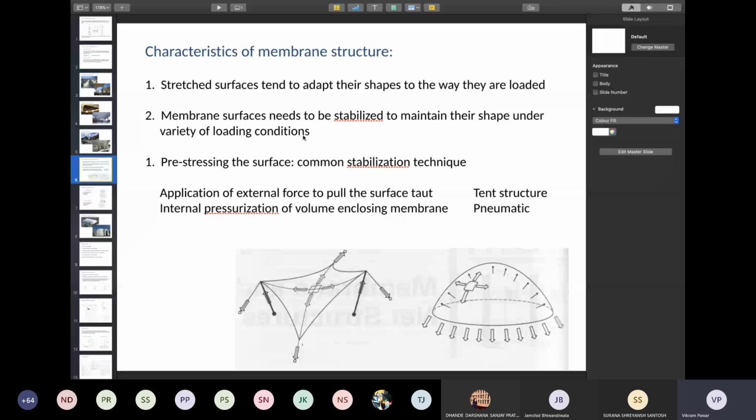Now, pre-stressing is the most common stabilization technique. It is about application of external force to pull the surface taut, which is the regular tent structure, or pre-stressing can also be done by internal pressurizing of a volume enclosing membrane, which are considered to be pneumatic structures. So the diagram below gives you an idea.